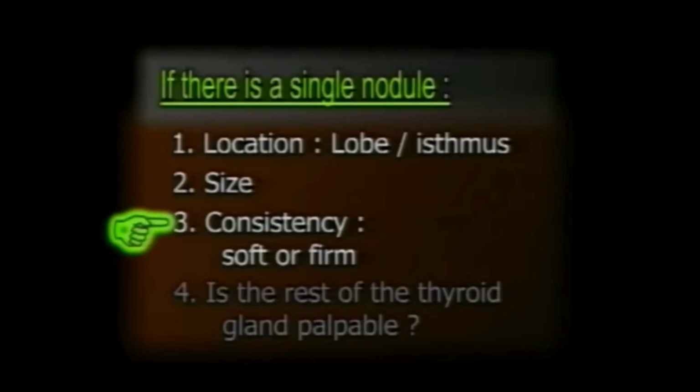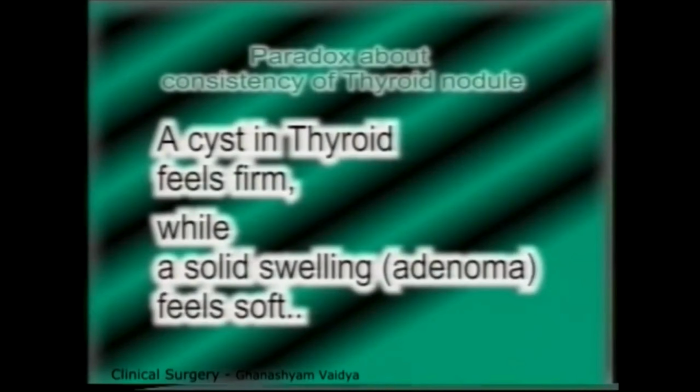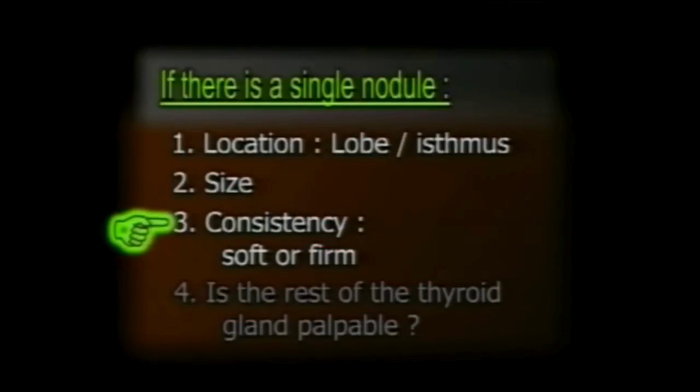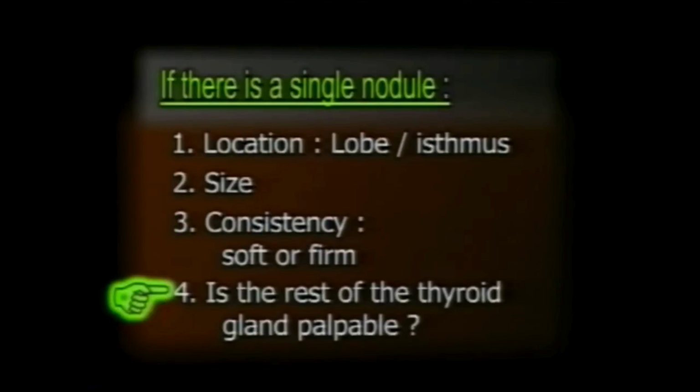A paradox about the consistency of a thyroid nodule should be noted and remembered here, that a cyst in the thyroid feels firm, while a solid swelling, that is an adenoma, feels soft. Because adenomas, being highly cellular, are soft, while cysts with fluid under tension feel firm as compared to the normally soft thyroid. After palpating the nodule, try to palpate the rest of the thyroid gland.